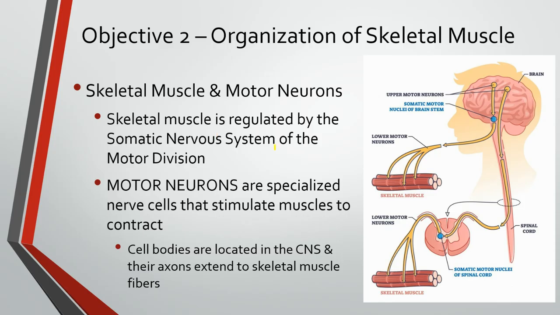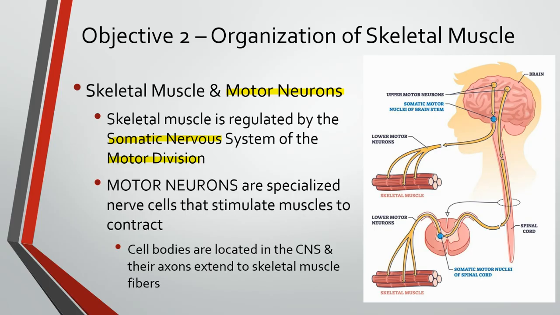And then we're going to talk a little bit about how the muscles are going to work with the nervous system, because in order for these muscles to contract, they have to be told to do so. And so when it comes to skeletal muscle, your skeletal muscle are going to be regulated by motor neurons. Those are the ones that are going to make the skeletal muscle move. And these particular neurons are going to be part of the somatic nervous system of the motor division. So this is our voluntary system.